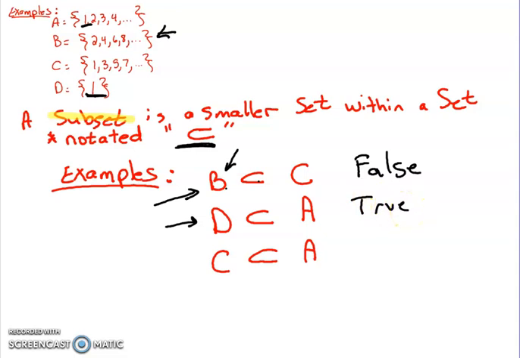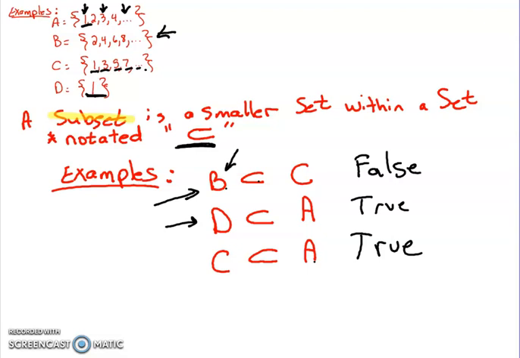The set C is a subset of A. Well, let's look at that. Are 1, 3, 5, 7, 9, 11 inside of A? Well, yes, they are. So 1, 3, 5, all of the numbers of C are inside of A. So this would be a true statement. You've got to do that.